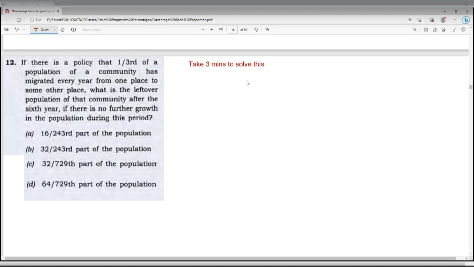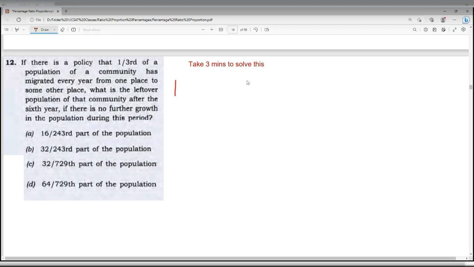What they're asking is, if there is a policy that 1/3 of the population of a community migrates every year from one place to some other place, what is the leftover population of that community after the 6th year, if there is no further growth in the population during this period? So they are saying that every year 1/3 of the population is leaving that community and going somewhere else, and after 6 years, what is the remaining population in that community?